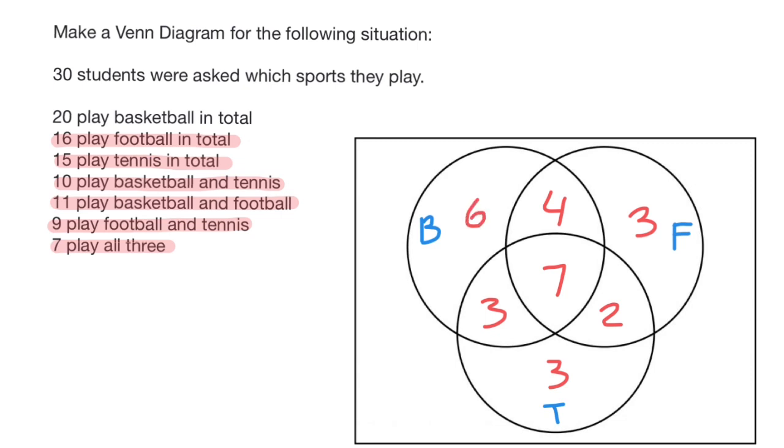And this was not our last step. Our last step would be to count all the people. So let me do it. 6 plus 4 is going to be 10, plus 3 is 13, plus 7 is 20, plus 3 is 23, plus 2 is 25, plus 3 is 28. But we know that 30 students were asked which sport they play. That means that we have 2 people who do not play any sport at all. So we put them outside these 3 circles. Now we have 30 people in total.